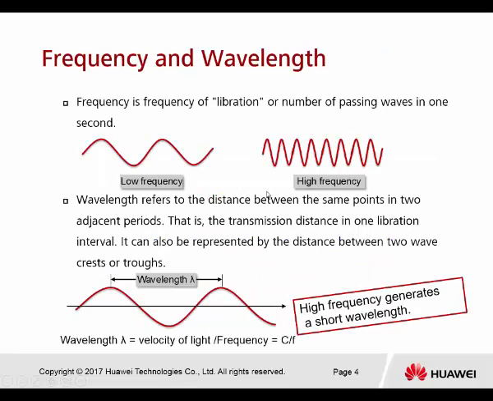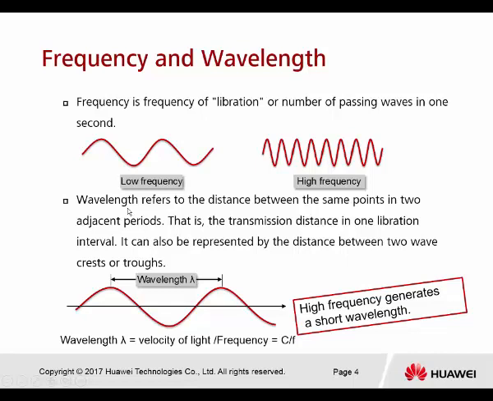So frequency and wavelength. Frequency is the frequency of the vibration, or the number of waves passing in 1 second. When only a few waves pass in 1 second, like this one, we call it a low frequency. If it can do many vibrations within a second, or finish one vibration in less than 1 second, it performs at a high frequency. So this is what we call it.